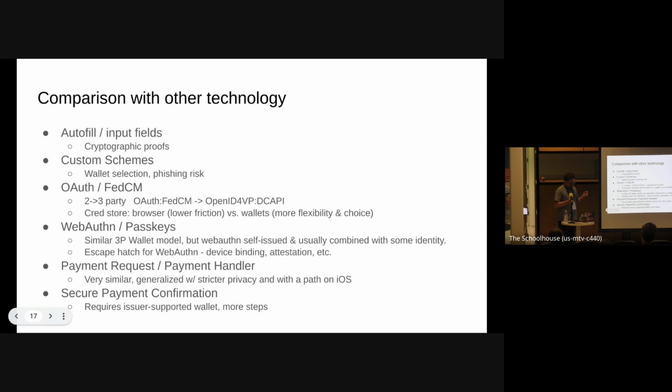There's an interesting question with other forms of federated identity, where does the credential live? Is it in the browser, which can let you offer something lower friction, or is it in some other app like a wallet, which might enable more flexibility and competition, but come at a cost of more friction?